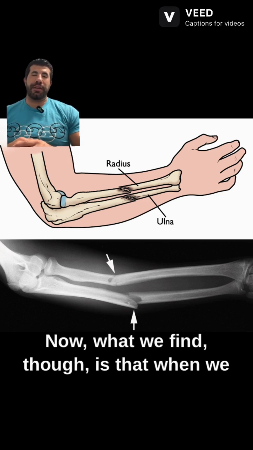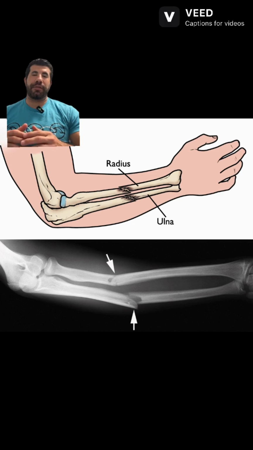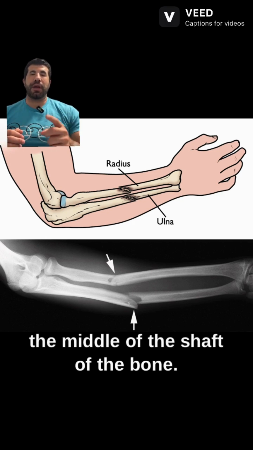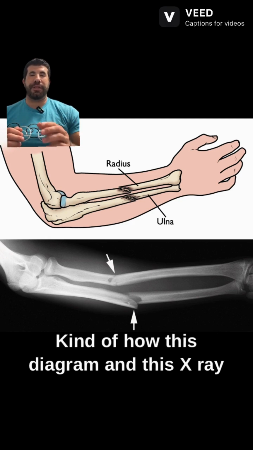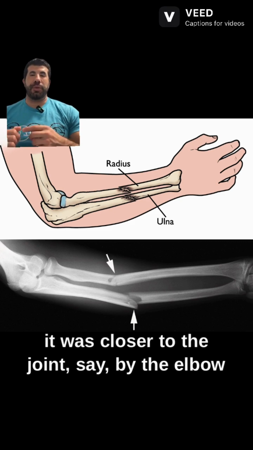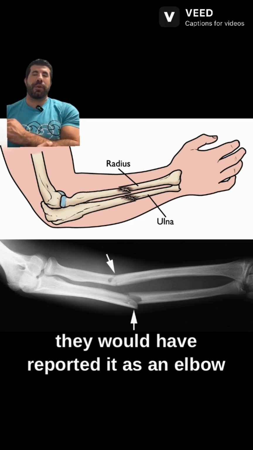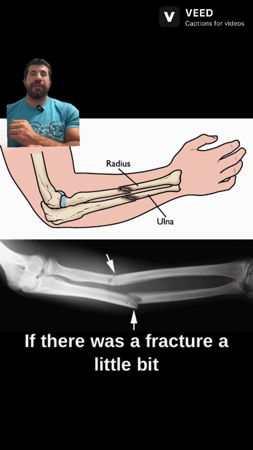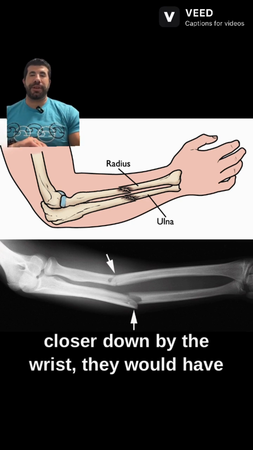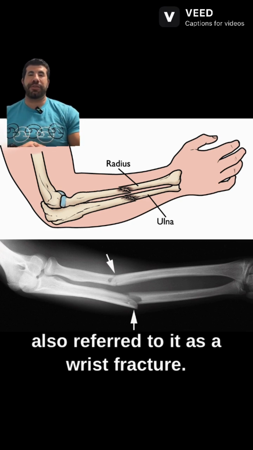Now, what we find though is that when we encounter forearm fractures like what Dallas Goedert had, it's typically within the middle of the shaft of the bone, kind of how this diagram and this x-ray shows. If it was closer to the joint, say by the elbow joint, they would have reported it as an elbow fracture. If there was a fracture a little bit closer down by the wrist, they would have also referred to it as a wrist fracture.